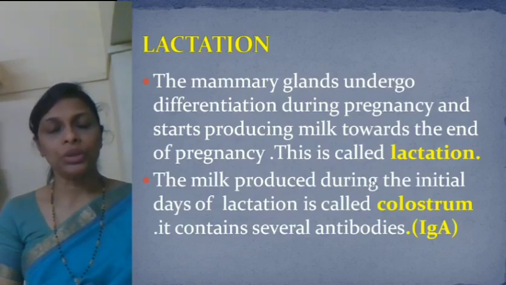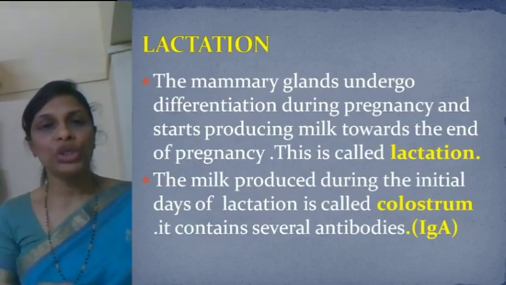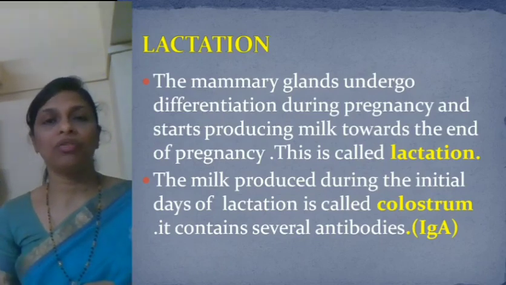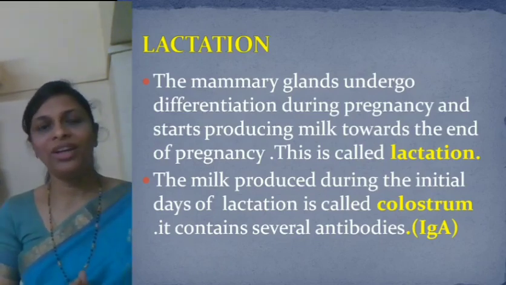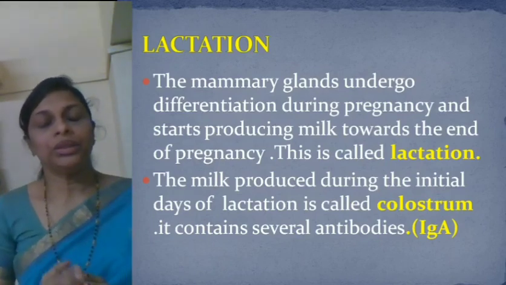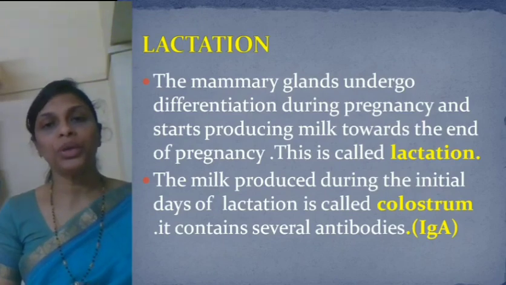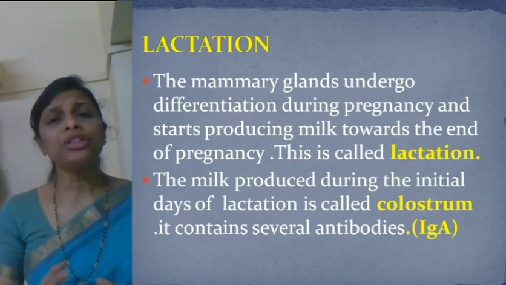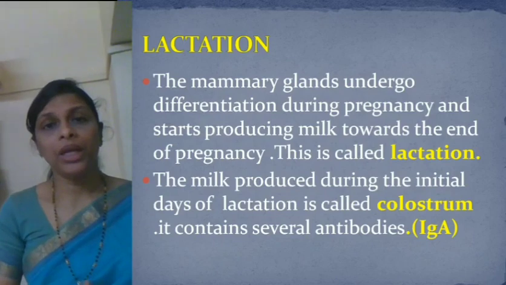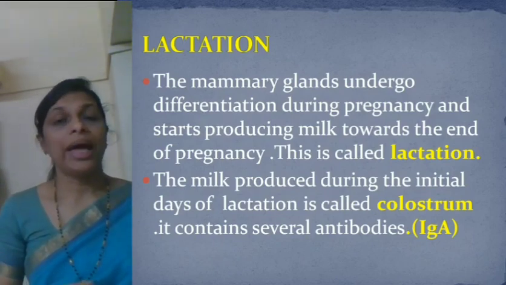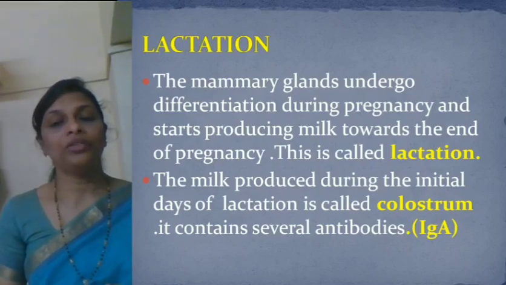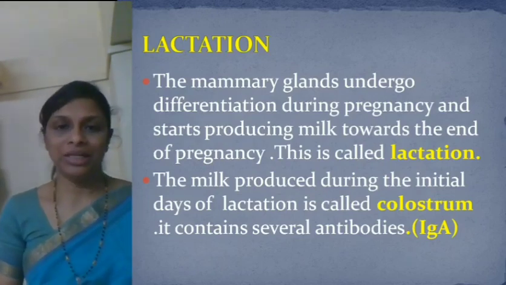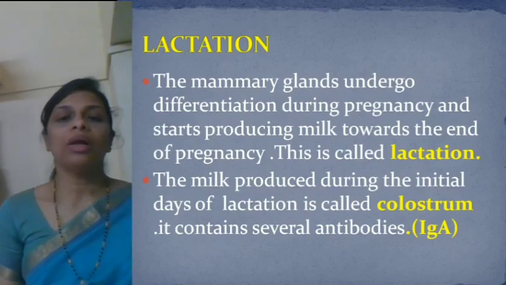Now, the milk which is produced during the initial days of lactation will be slightly yellowish in color, and it will be a little thick also. This yellowish colored milk produced during the initial stages of lactation is called colostrum. We have already studied this. The colostrum contains plenty of antibodies which help the baby to fight against disease causing organisms, and the antibodies found in colostrum are of the type IgA, immunoglobulin A. Hope it's clear. Yes or no? Okay, so that is all about lactation.